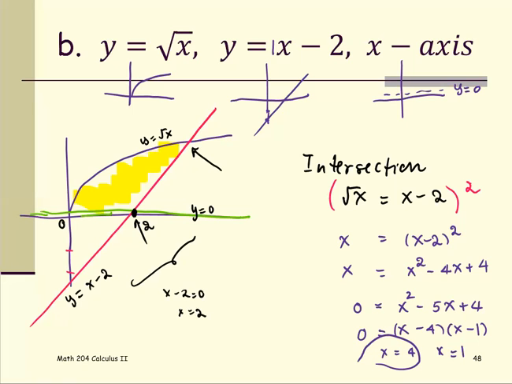Why do I take only x equals 4? Because for x equals 1, if you do the negative side of square root x, you would get the intersection point there, but it's not located in the region that we are working on. So at that point, x equals 4.